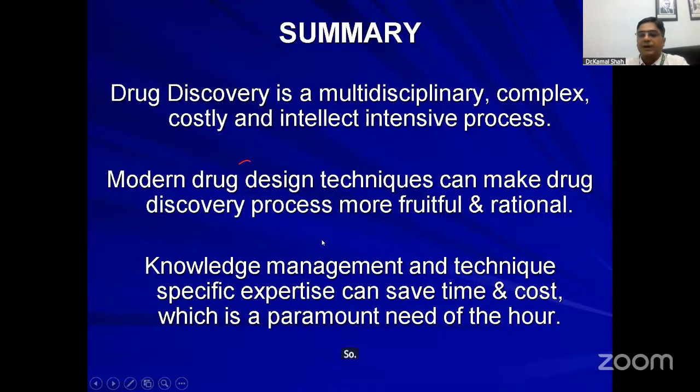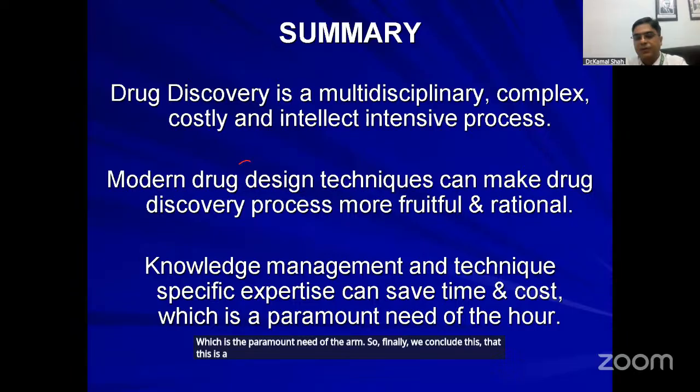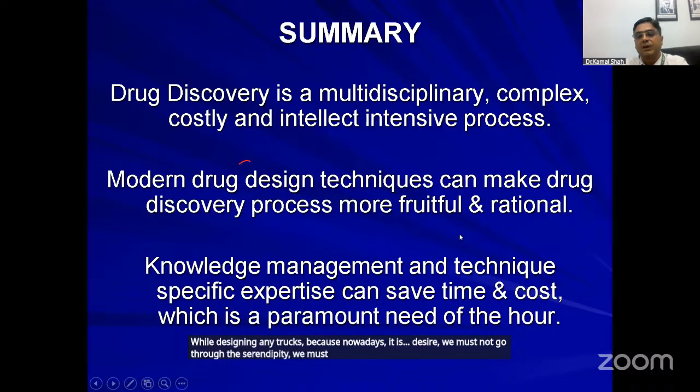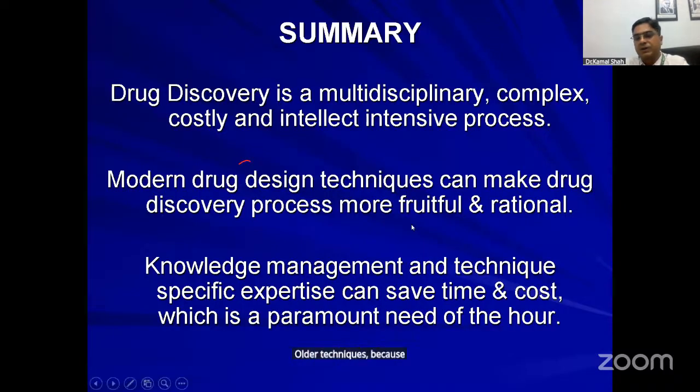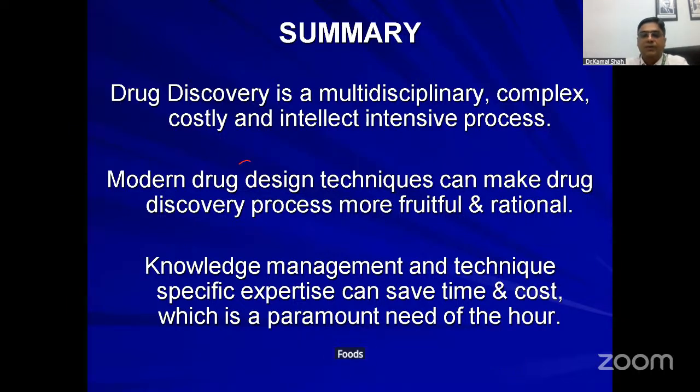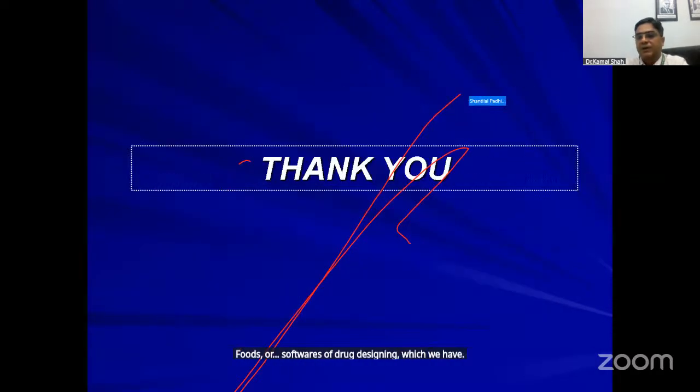So knowledge management and technique-specific expertise can save time and cost, which is the paramount need of the hour. So finally we conclude that this is a way that everybody has to adopt while designing any drug, because nowadays it is desired. We must not go through serendipity, we must not go through the older techniques, because they are costly as well as time consuming. So we can reduce the time as well as the cost by using these tools or software of drug designing which we have. Thank you all of you.